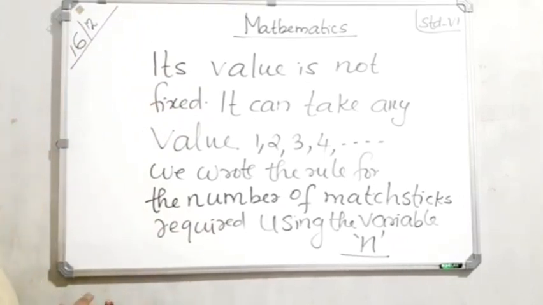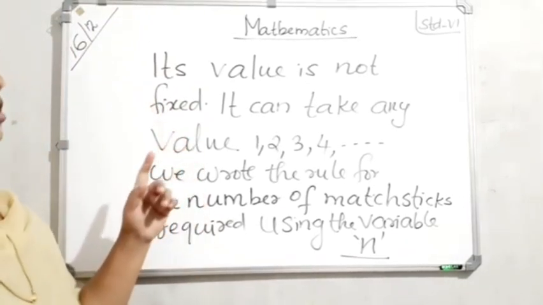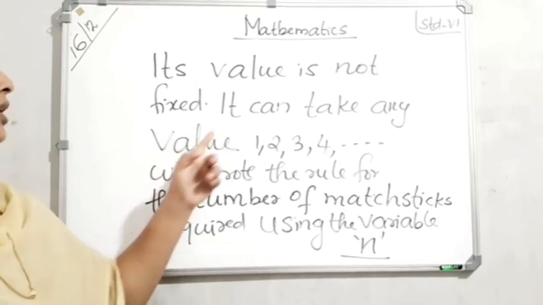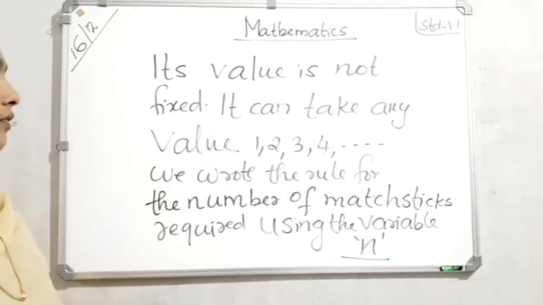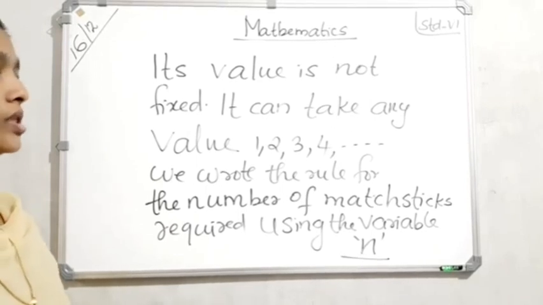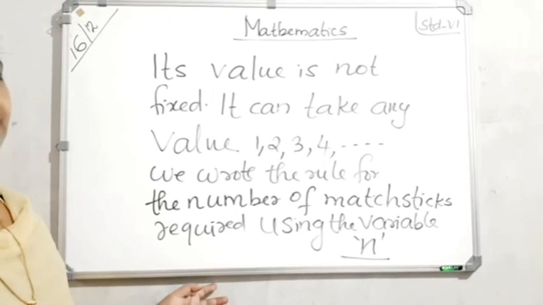Once more, variable, its value is not fixed. It can take any value: 1, 2, 3, 4, etc. We write the rule for the number of matchsticks required using the variable, small letter n.